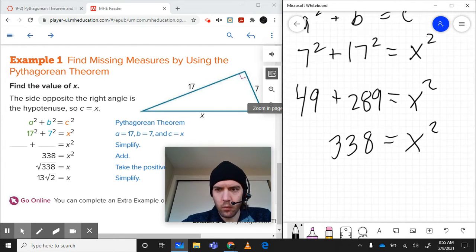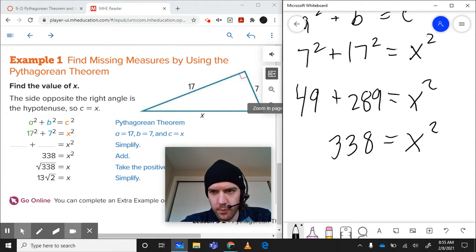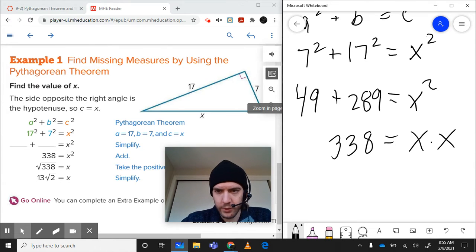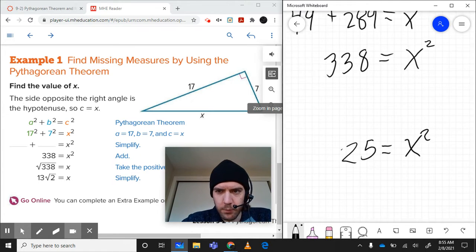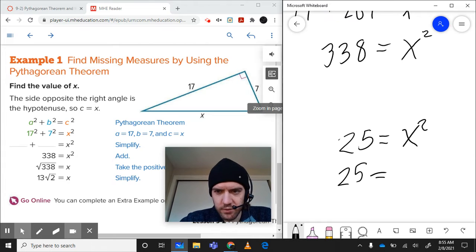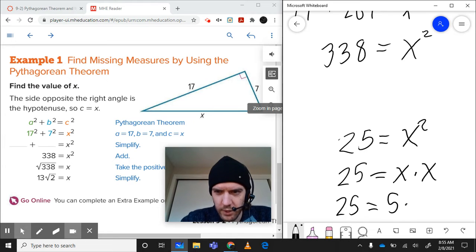Okay, at this stage, in order to get rid of the squared symbol, keeping in mind what this means, x squared means x times x. So we're looking for a number that when you multiply it by itself, we get 338. Okay, so let's do a slightly easier scenario before we do that. What if we had 25 equals x squared? Well, the number that when you multiply it by itself, x times itself, that number would be 5, right? 5 times 5 is 25. So that means that 5 is the x value in this equation.